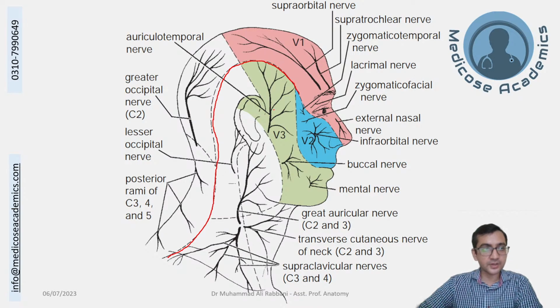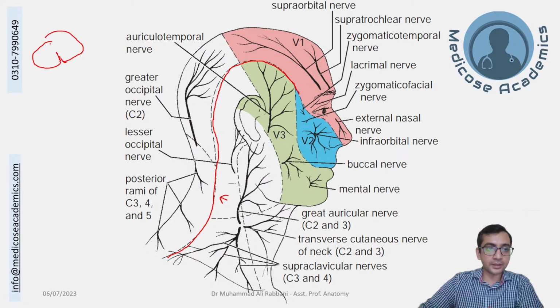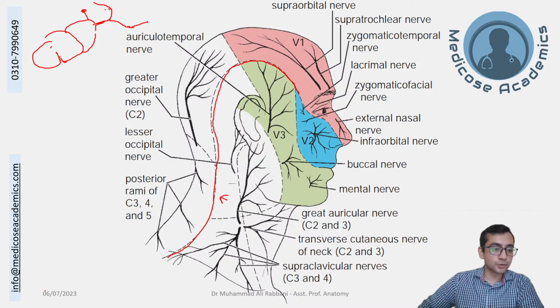Let's do the posterior aspect first. Behind this red line, the nerves supplying are coming from posterior rami. You remember when in a spinal cord the nerves exit, there is a posterior root and an anterior root, they join to form the common spinal nerve, and there is one posterior ramus and one anterior ramus. The posterior ramus supplies the muscles and skin of the back, and the anterior ramus supplies the lateral and anterior surface of the body. So this is what we are talking about.